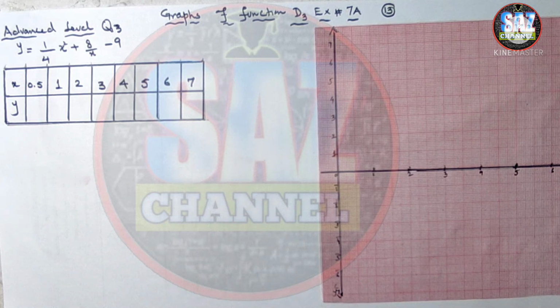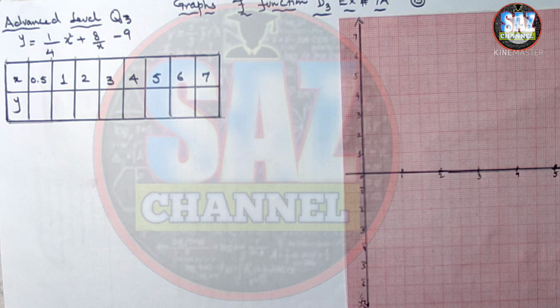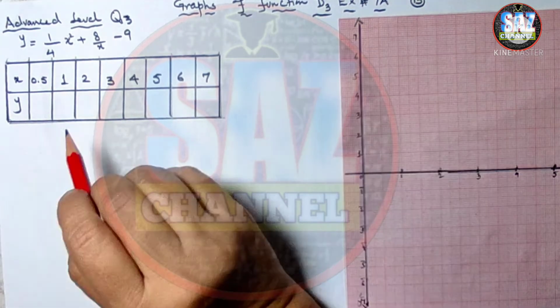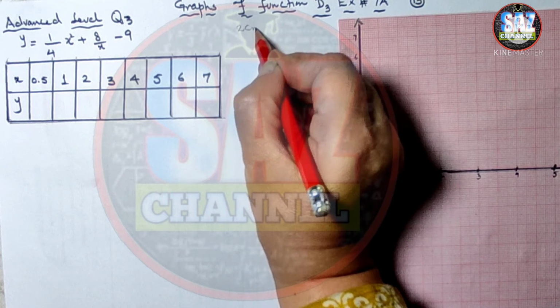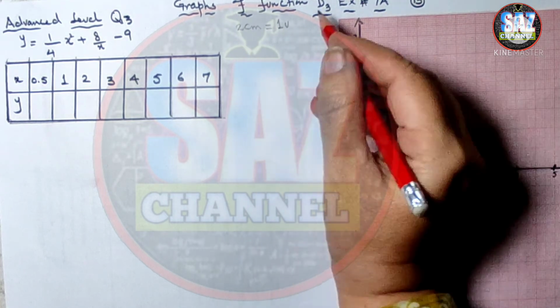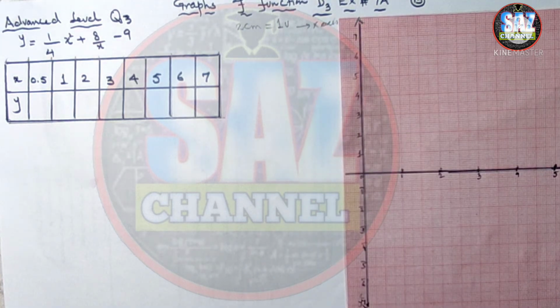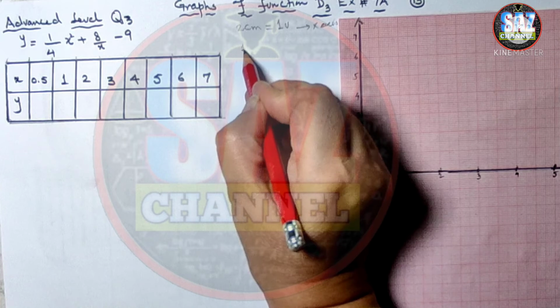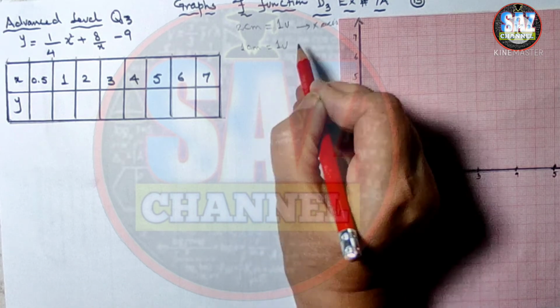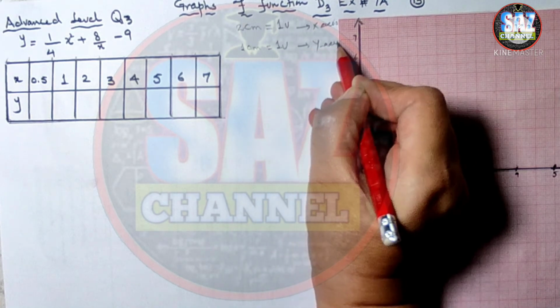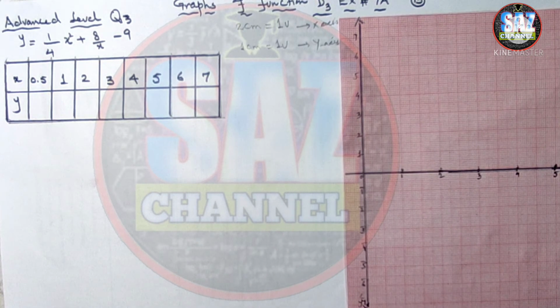Question 13 says, using the scale 2 centimeters to represent 1 unit on the x-axis, and 1 centimeter to represent 1 unit on the y-axis, draw the graph of y equals x square by 4 plus 8 by x minus 9 for x lying between 0.5 and 7, and then use your graph to find the minimum value of y in the given range.